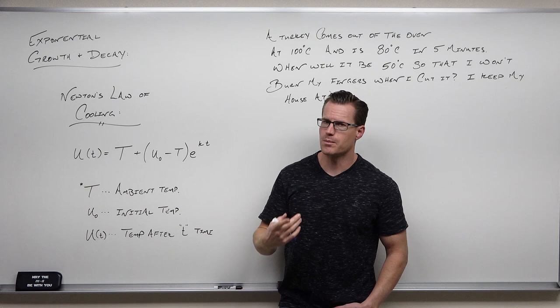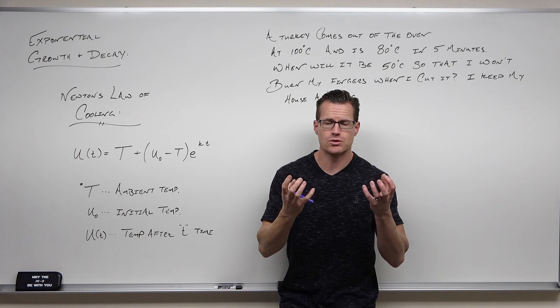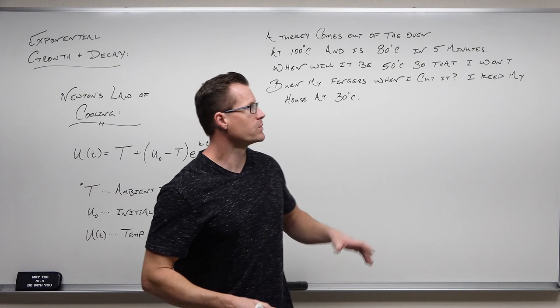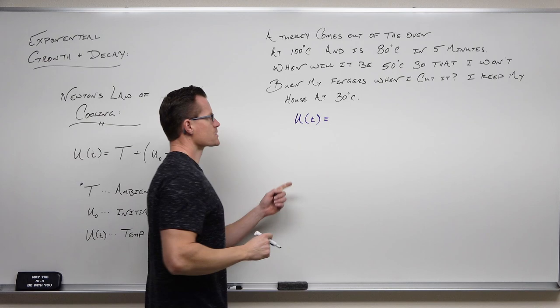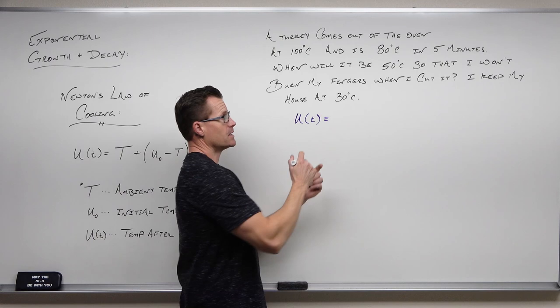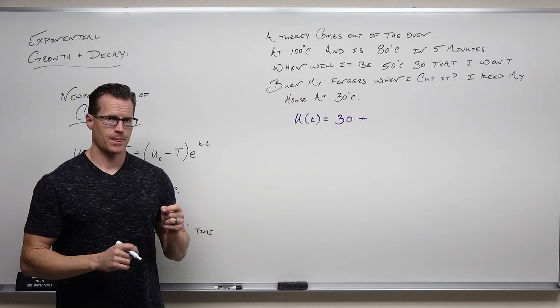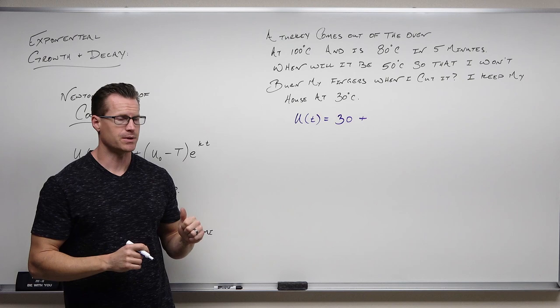So we're gonna fill out a couple things right now to make sure that we understand that. When they say ambient, that is the surrounding temperature to which you are exposing this thing that you want to heat or cool. So when we read about the turkey, the ambient temperature would be the temperature of the house. So the temperature after a certain amount of time is given by the ambient temperature plus the difference between the thing that you're heating or cooling, in this case the turkey, and the ambient temperature.